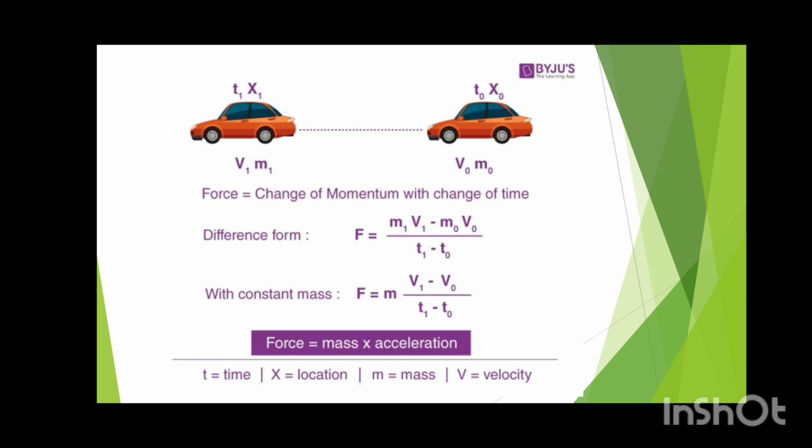That means force is equal to mass into acceleration. We replace (v1 - v0) / (t1 - t0), that is change in velocity, or rate of change of velocity, simply as acceleration with constant mass. So force is equal to mass into acceleration. This is the equation form of Newton's second law.